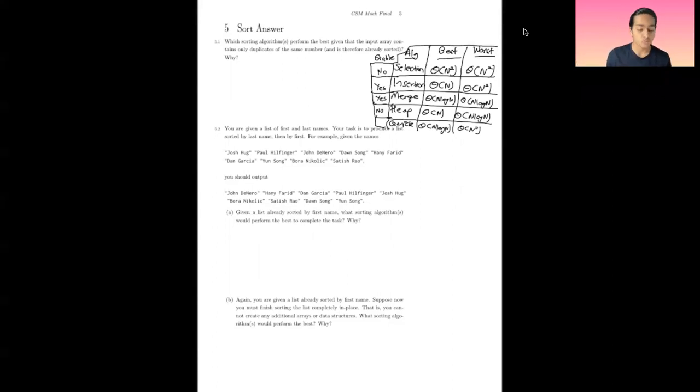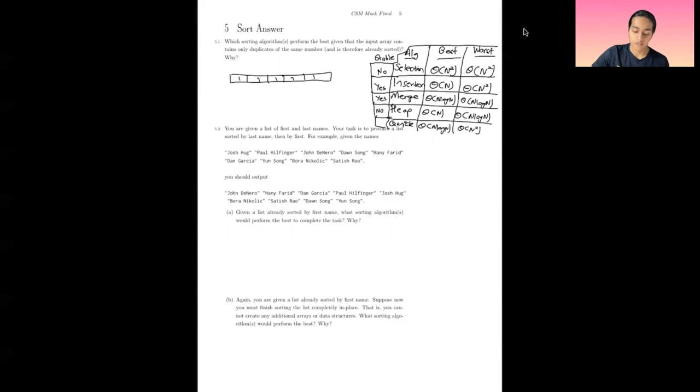So in 5.1, which sorting algorithm performs the best given that the input array contains only duplicates of the same number and is therefore already sorted, and why? So let's say we have an array of just the same values. Let's just say it's 1, 1, 1, 1, 1. They're asking us which sorting algorithm will give us the sorted array in the least amount of time.